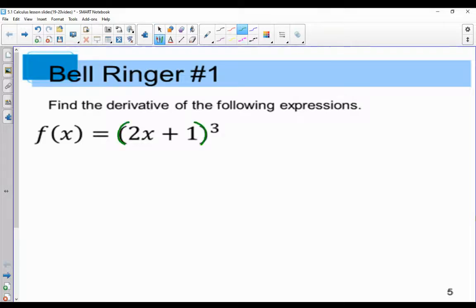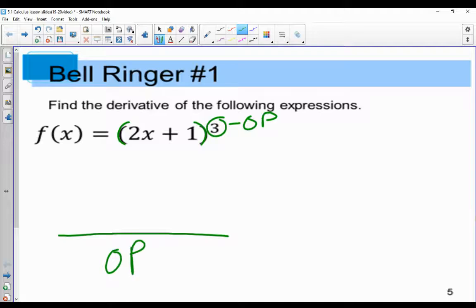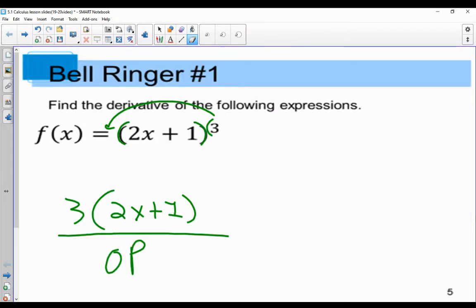So in other words, treat this parentheses and the power of 3 like your orange peel, and let's go from there. So first, let's derive the orange peel, where you'll take the power to the front and multiply it. And remember, the 2x plus 1 does not get derived yet. That gets derived later. For now, you just got to multiply that 3 to the front, and then you subtract 1 from the original power. Not 2. Subtract 1 from the original power and you get 2. So that's when you do the orange peel.